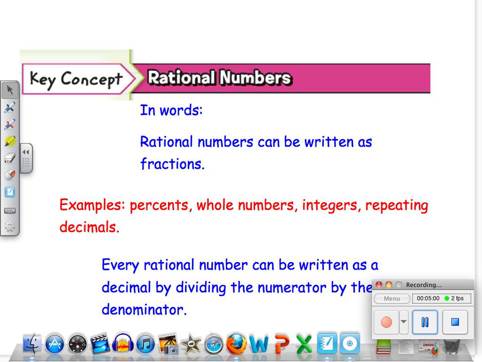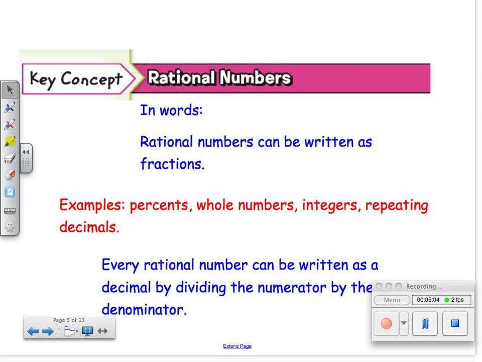So rational numbers, in other words, are numbers that can be written as fractions. We've already talked about that. Some examples are percents, whole numbers, integers, and repeating decimals. Every rational number can be written as a decimal by dividing the numerator by the denominator. So every rational number that we can think of can be written as a decimal.